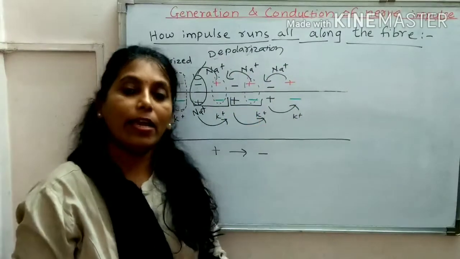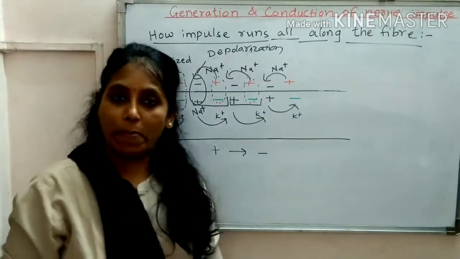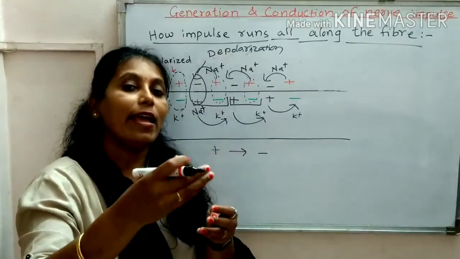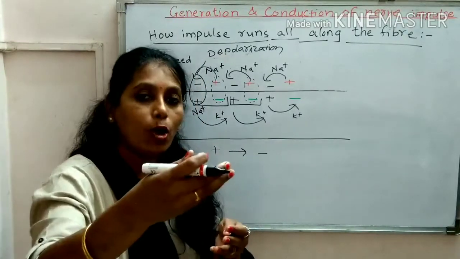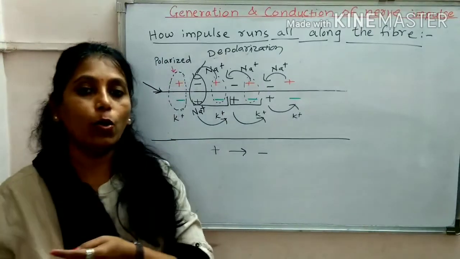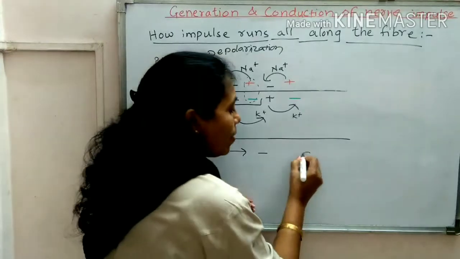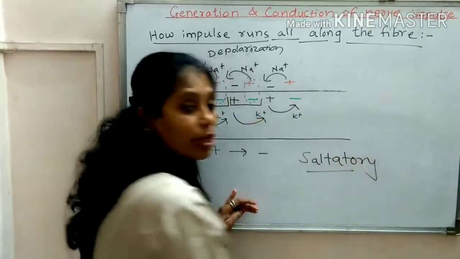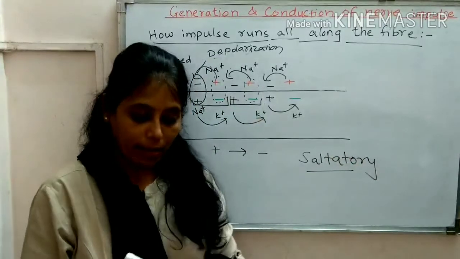Now if we study the myelinated nerve fiber, we have nodes of Ranvier. These impulses jump from one node of Ranvier to another node of Ranvier, from the second node of Ranvier to the third node of Ranvier. Such type of conduction is called saltatory conduction in case of a myelinated nerve fiber.